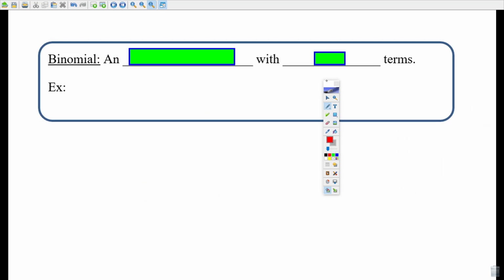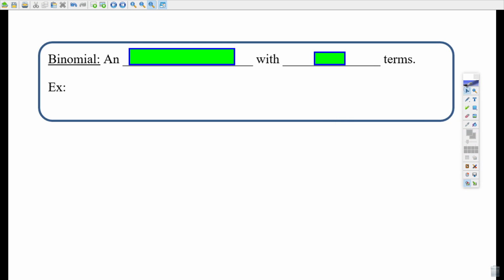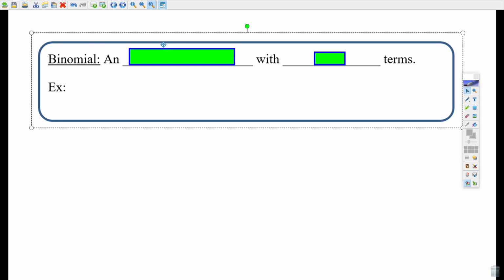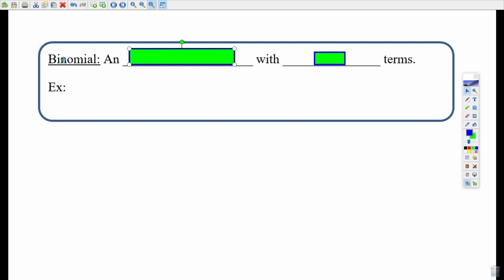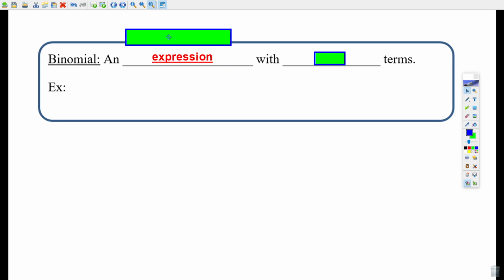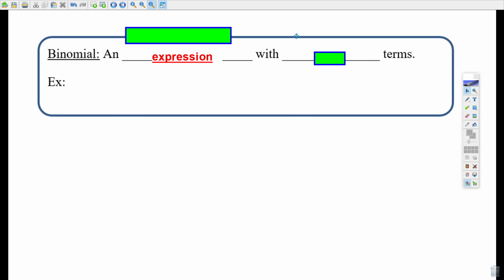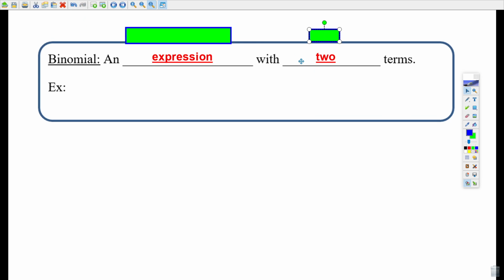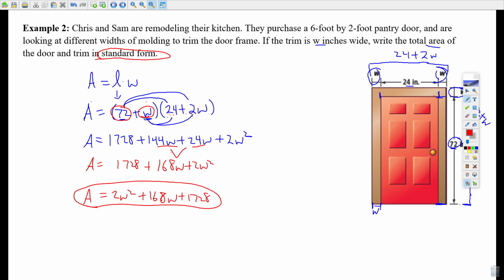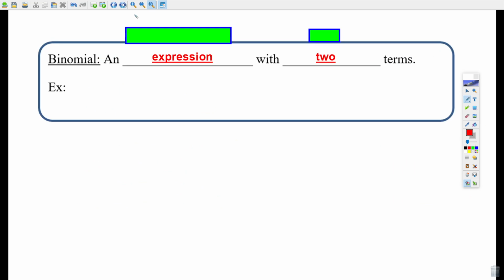All right. Now, for binomial, another vocab word. Really what we just worked with was something called a binomial. That is, if you think of the word bi like a bicycle, it means there's 2 of them. It's an expression with 2 terms. So anything you can think of with 2 terms, for instance, the ones that we just had. The ones up here, we had 72 plus W. This is a binomial, 72 plus W.